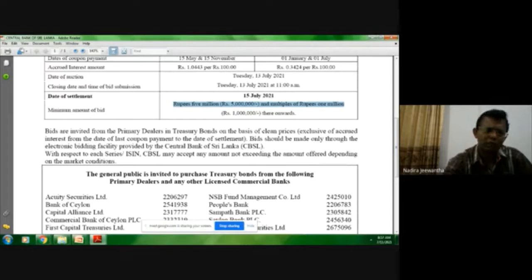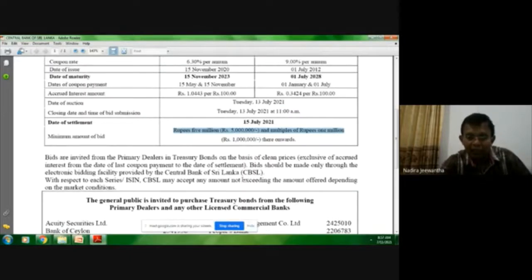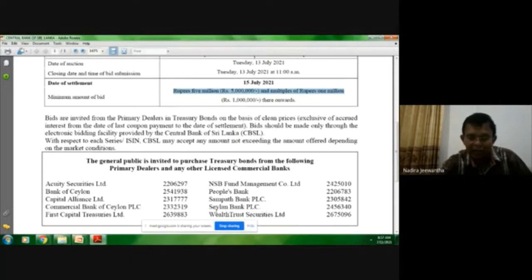I can't put a bid. But you can; there is a method. If I have more than 5 million rupees with me, there is a threshold limit, 5 million minimum amount, I can tell one of these 10 primary dealers, okay, look here, I have 5 million, you invest at my rate.